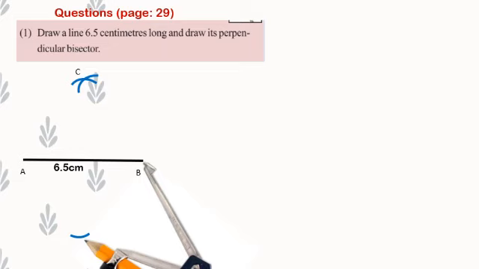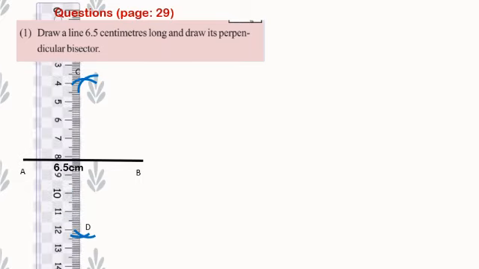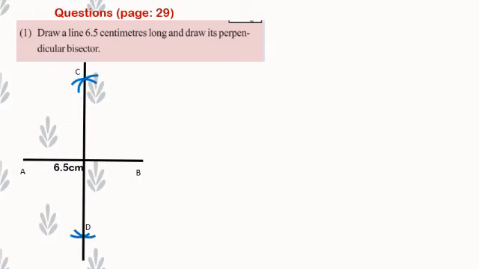And draw another arc below the line segment. Here also the arcs intersect each other. Let's call it point D. Then use a ruler and draw a line between the points where the arcs intersect. This line is perpendicular to the first line and bisects it.